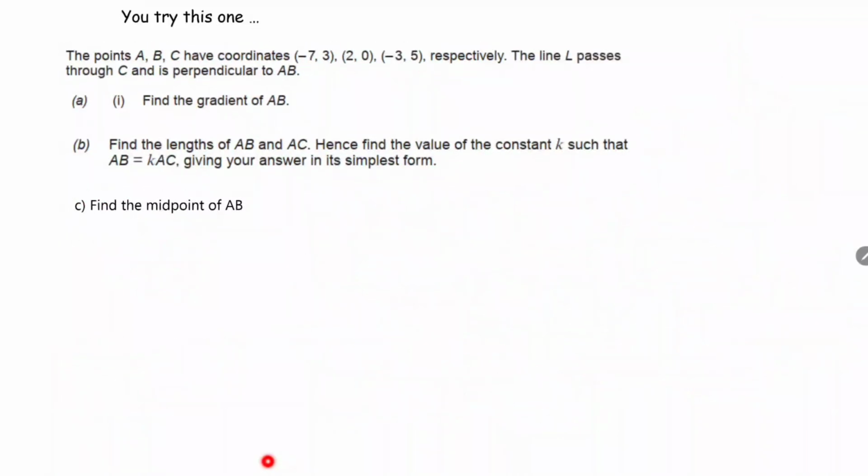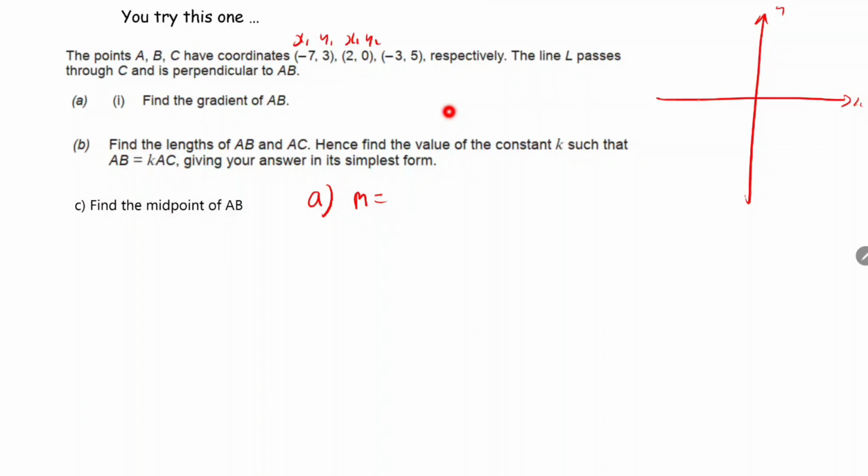Okay, right. Here's a question for you to try. Give this one a go. So the gradient of AB for part A. We're going to define our x1 and y1, x2, y2. Let's plot them on a diagram to see where they are approximately.